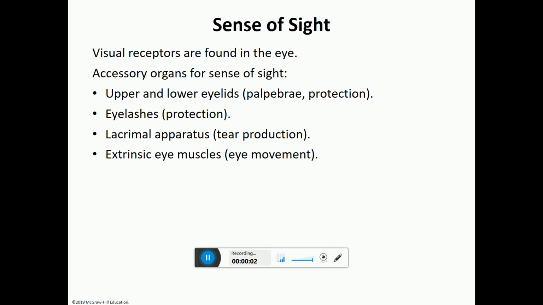So here we're going to talk about the sense of sight, and we've got the visual receptors that are found in the eye. But before we talk about the structure of the eye, we want to talk about the accessory organs. So these are organs that help the eye in its function. Those are the upper and lower eyelids and the eyelashes. Those provide protection. The lacrimal apparatus produces tears. And then we've got the extrinsic eye muscles, and those provide eye movement.